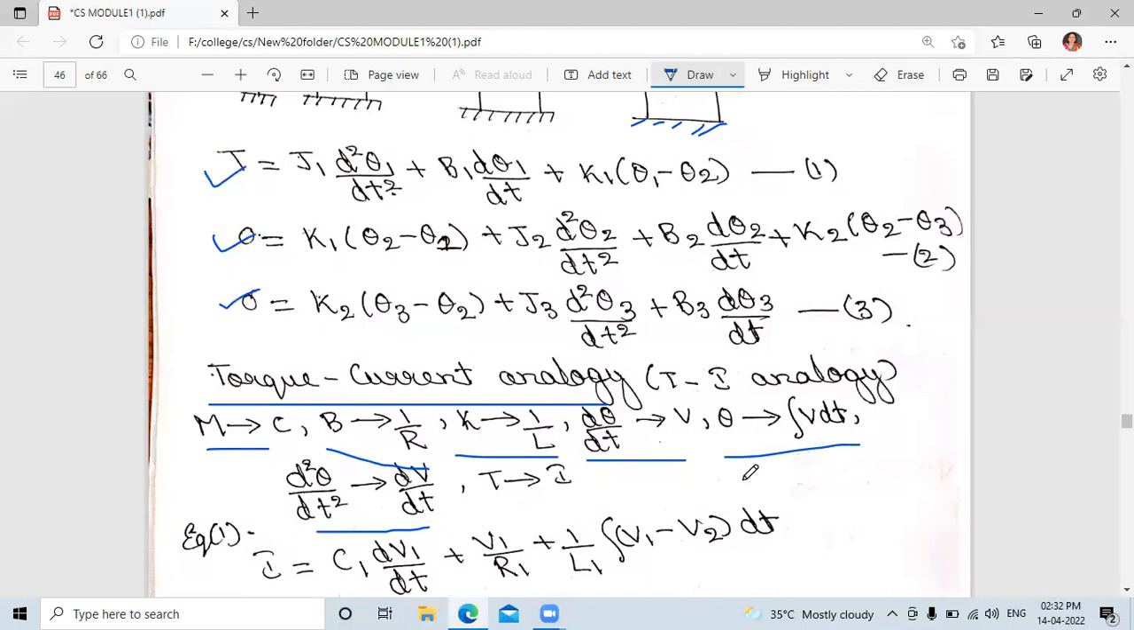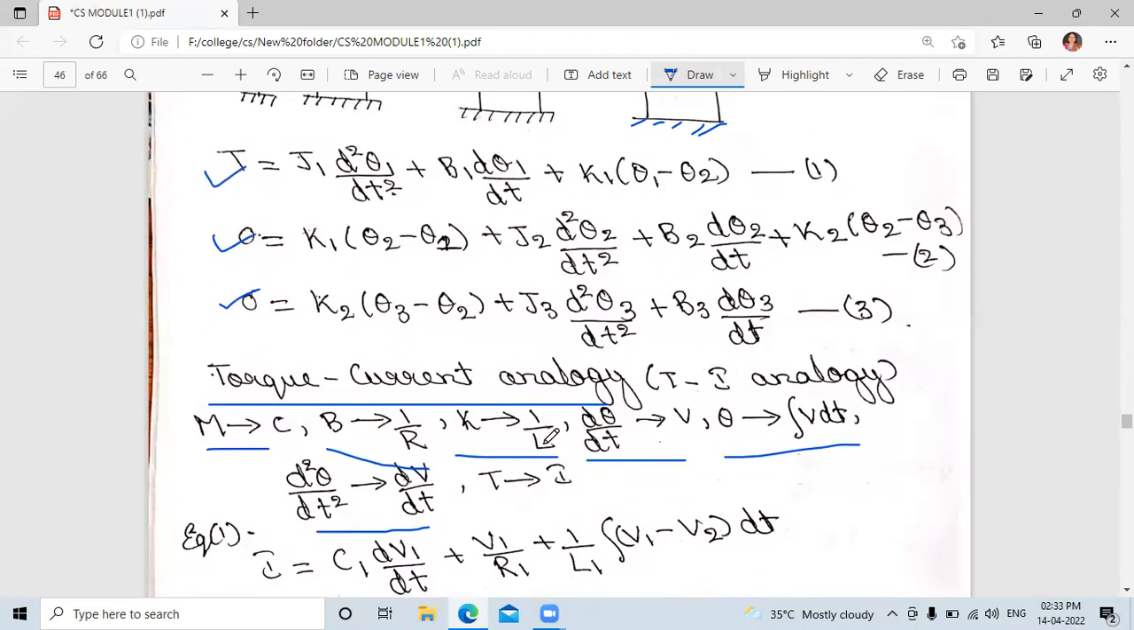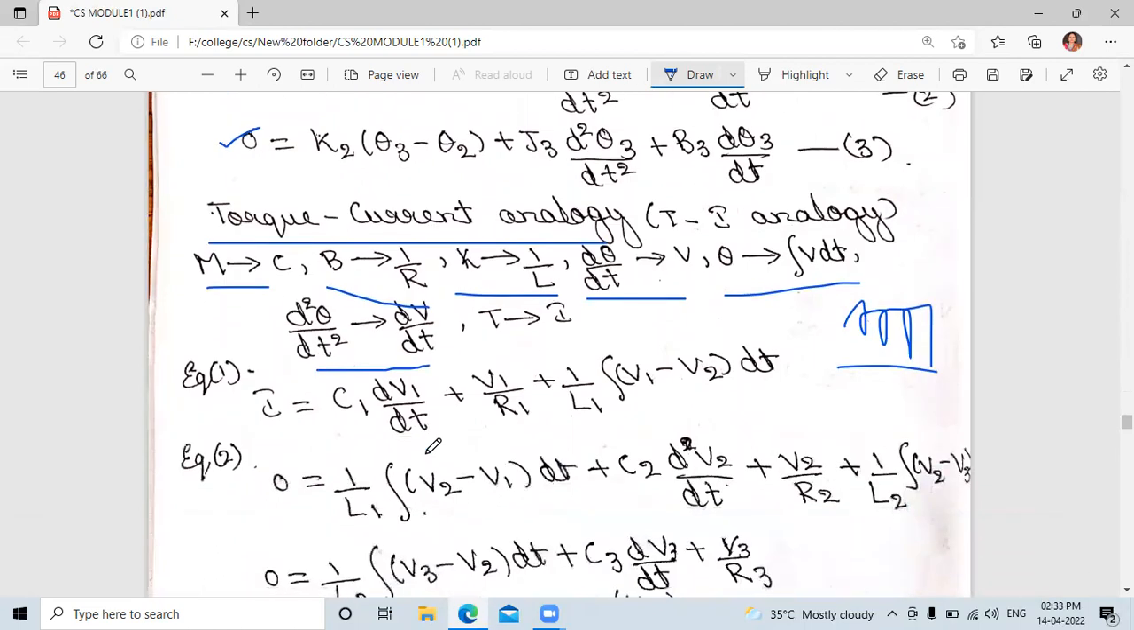Here the similarity is K. K is nothing but spring, so it is similar to L, inductance. We can remember it like this: spring will be like this, and inductance also we will indicate like this. So in the torque-current analogy, K is nothing but 1 divided by L, and the friction B is nothing but 1 divided by R.